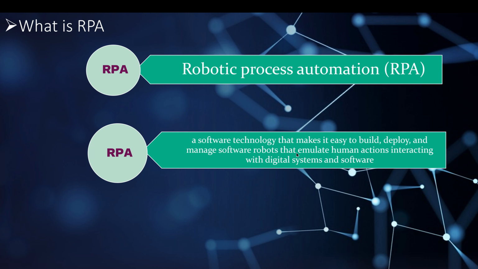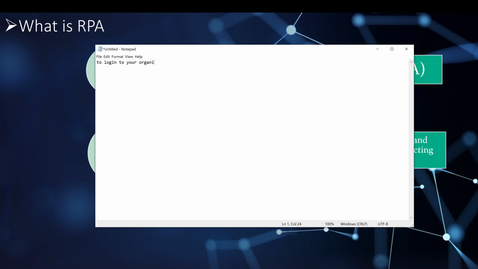a software robot that emulates human actions. Human actions are nothing but the steps I told you now. A robot which will be simulating the actions performed by you, interacting with the digital system, is managed through a software, right? Let me give an example of an organization application and the steps you perform.